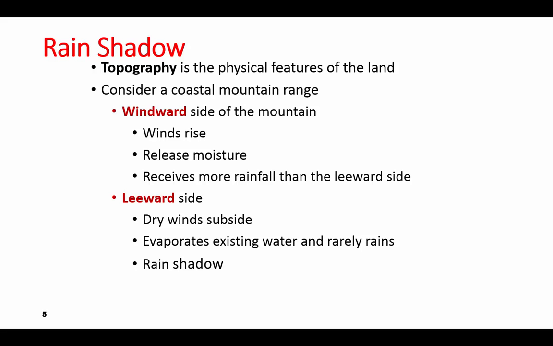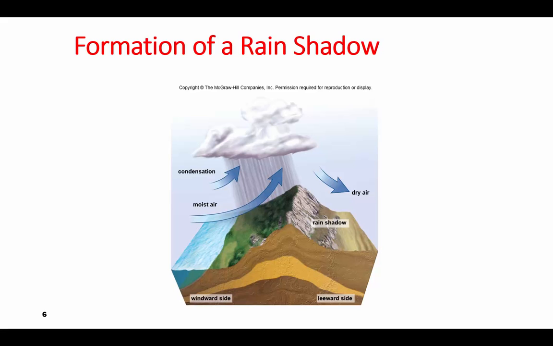This is the physical features of the land. If you look at a coastal mountain range, for instance, like you have here, the windward side of the mountain, that's the coastal side, you see the winds are rising. It's got a lot of moisture, so it's going to receive a lot of rainfall.